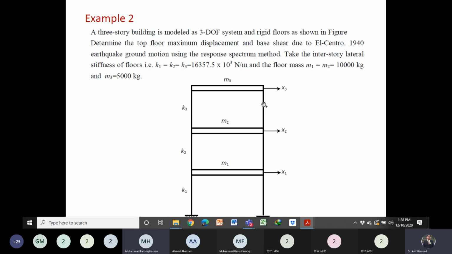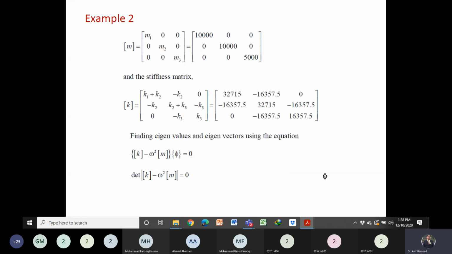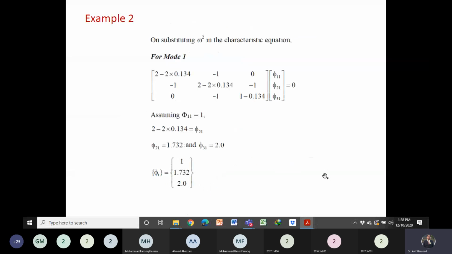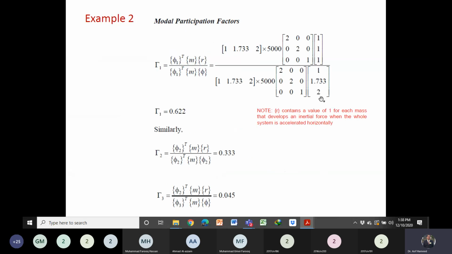Yes, sir. Look at this figure. If we have the lateral force, we will have the inertial forces because of three masses. So influence coefficient vector for these masses will be equal to 1, 1, 1. For this particular case, r will be equal to 1 for each mass.